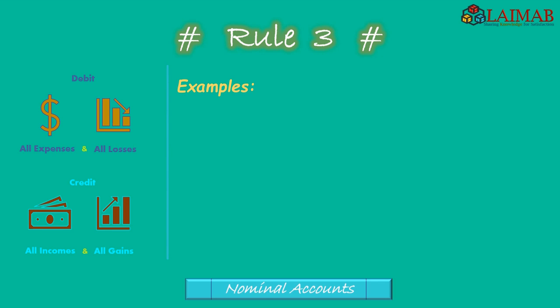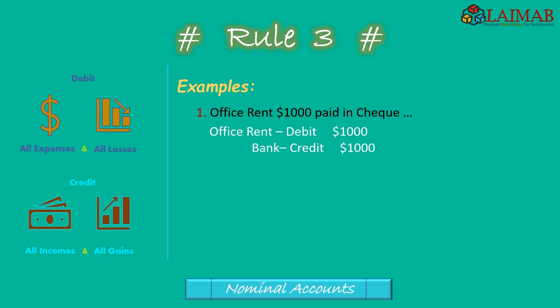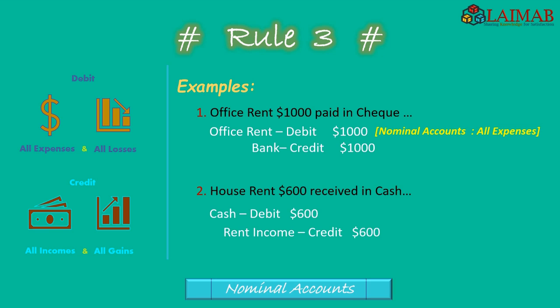For example, 1. Office rent $1,000 paid by check. Office rent debit $1,000 by bank credit $1,000. This is the nominal account, all expenses. 2. House rent $600 received in cash. Cash debit $600 by rent income credit $600. This is the nominal account, all incomes.